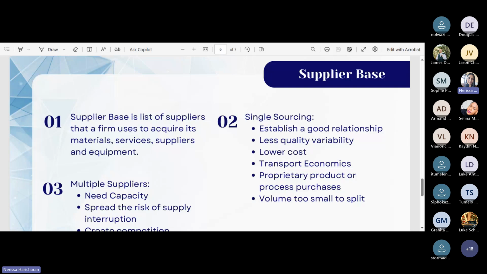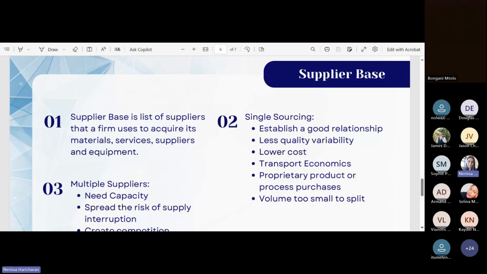So the first one is single sourcing. Basically, there are different reasons for single sourcing, and it means you're using one supplier for that specific item. Multiple suppliers means you are horse trading between 3 different people that can give you one item. We'll go through the reasons, but single sourcing means having one supplier.